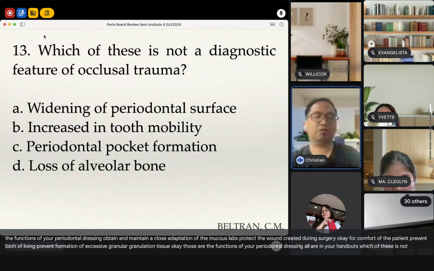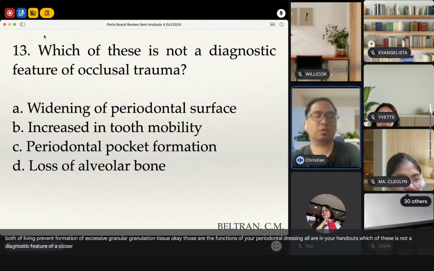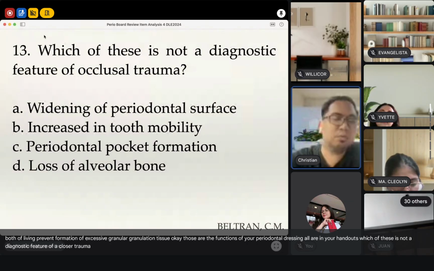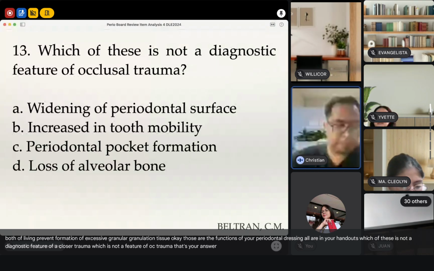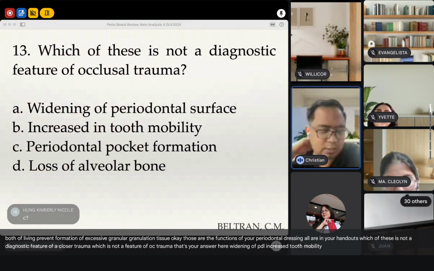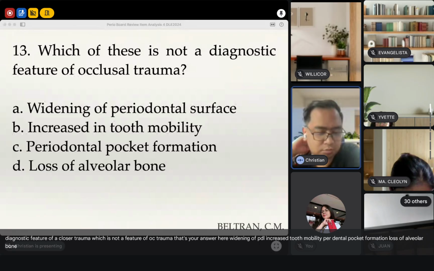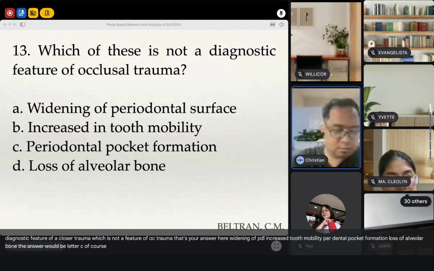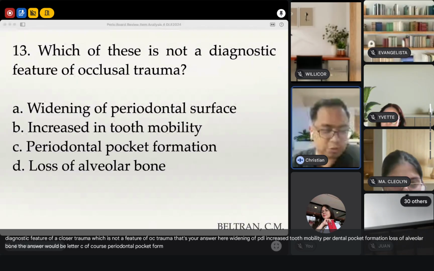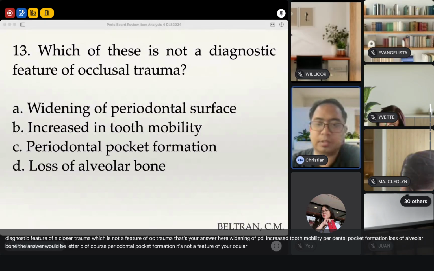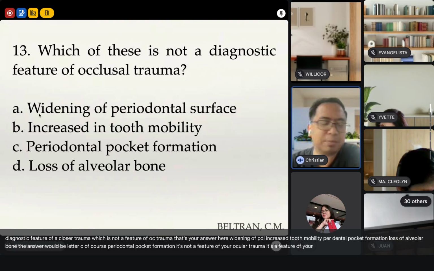Which of these is not a diagnostic feature of occlusal trauma? What's your answer here? Widening of PDL, increased tooth mobility, periodontal pocket formation, loss of alveolar bone. The answer would be letter C, of course. Periodontal pocket formation. It's not a feature of your occlusal trauma. It's a feature of your periodontitis.